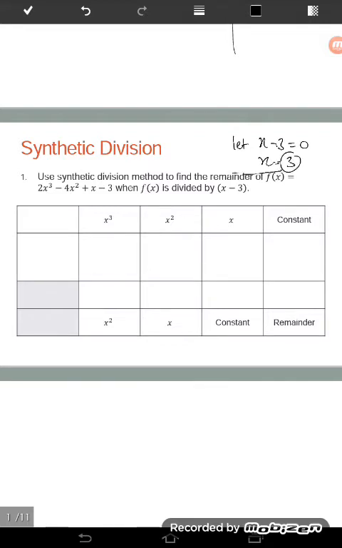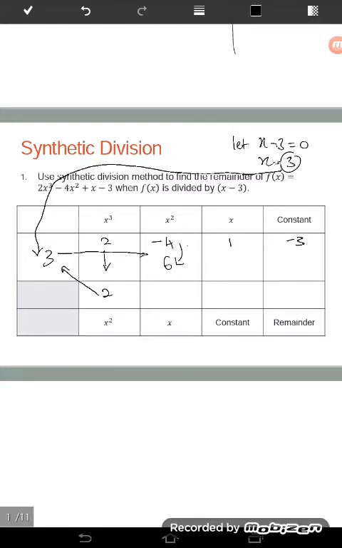Okay, so this 3 put here, and here, x to the power of 3, so the coefficient of x cubed is 2, and then the coefficient of x squared, which is negative 4, and the coefficient of x, which is 1, and the constant is negative 3. Okay, so next, bring down this one, become 2, so 2 times by 3 becomes 6. Tak sini.